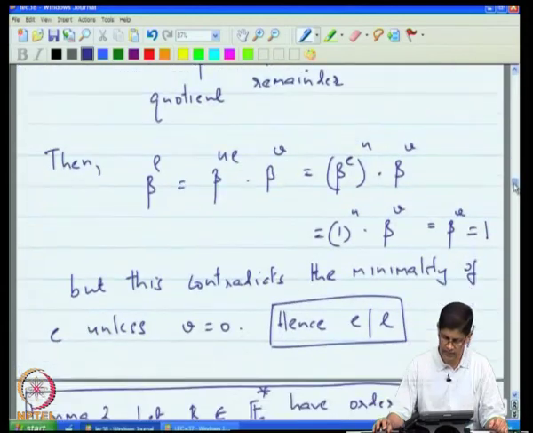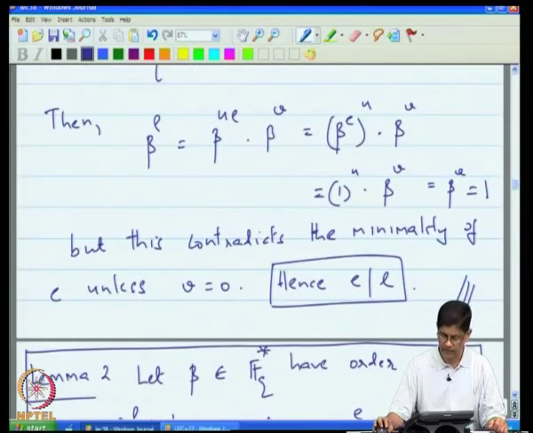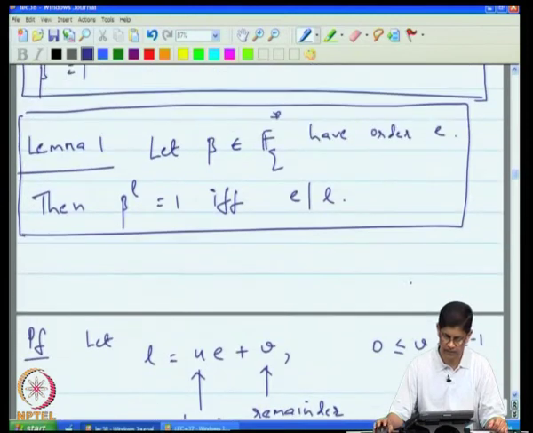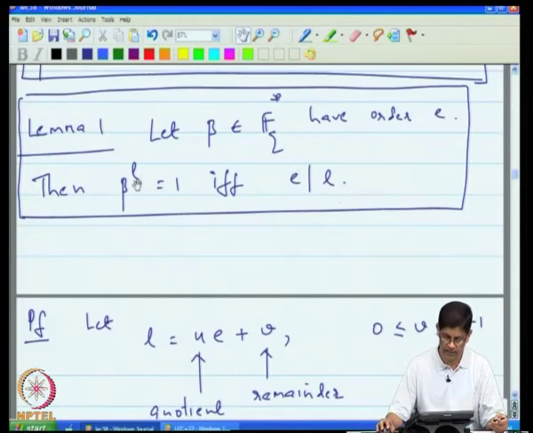So that tells us that e divides L. Again, to summarize, if beta has order e and beta to the L is equal to 1, the only way that can happen is if e divides L, and conversely if e divides L, this will take place.